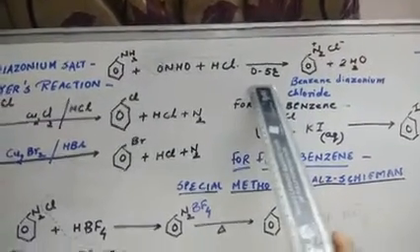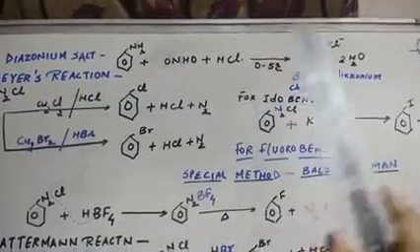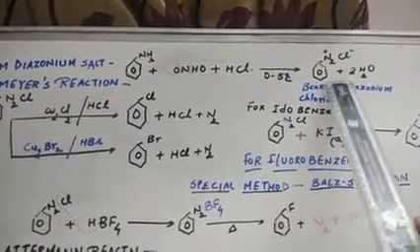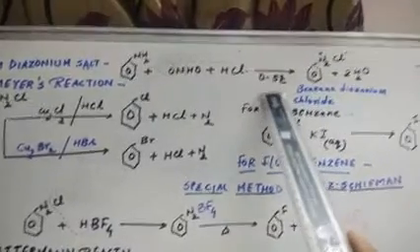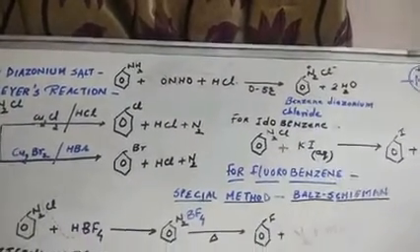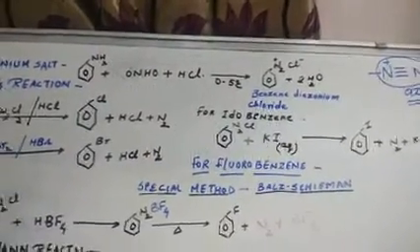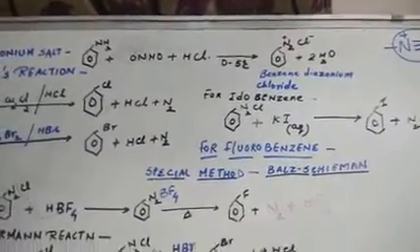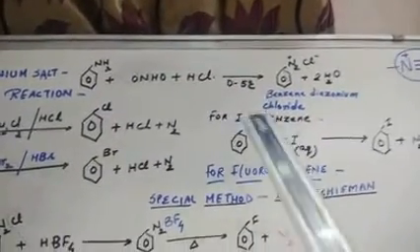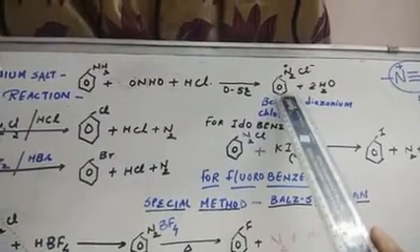Why am I giving stress to this 0 to 5 degrees Celsius? Because these aromatic diazonium salts which we are preparing are stable only at this low temperature. If temperature is raised, these get highly unstable and cannot exist. That's why whenever we are preparing diazonium salt, we have to mention the temperature, otherwise they will not be stable. They will not be able to exist.